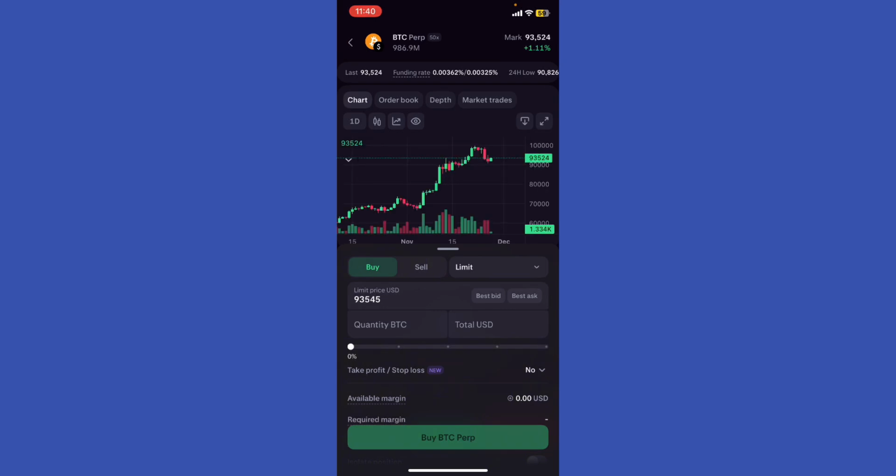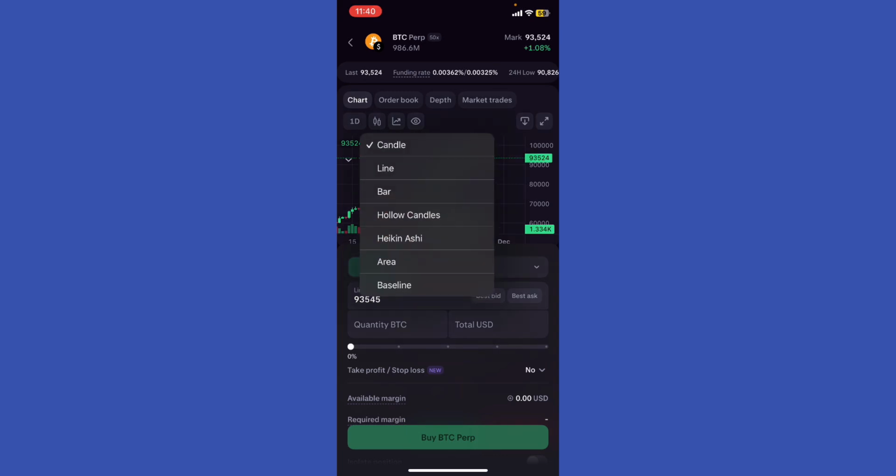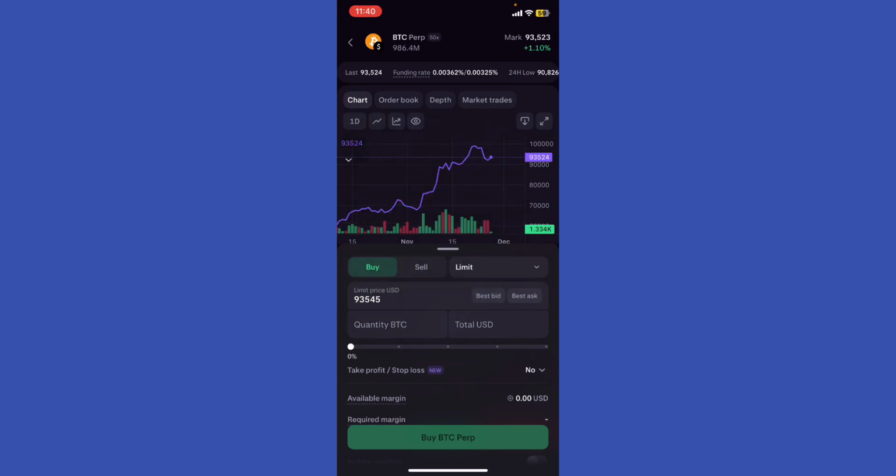Use the candlestick charts, or you can click right here on the candlestick, and you can use line or you can use bar, right, to see price action, including open, close, high, and low prices for specific time intervals, and pay attention to the order book and trade history for insights into market depth and recent trades.